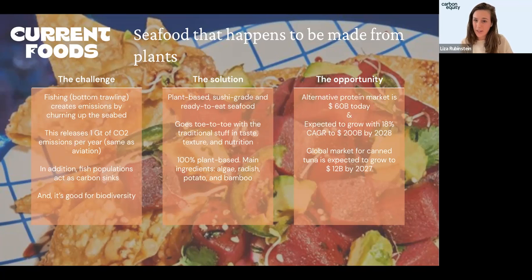And again, a massive market. So the alternative protein market today is at 60 billion, and it's expected to grow to 200 billion in the coming years. And if you take a different lens at it, just the canned tuna market is going to be 12 billion. So they get to play a significant role there, which they look like they will. Again, huge opportunity.